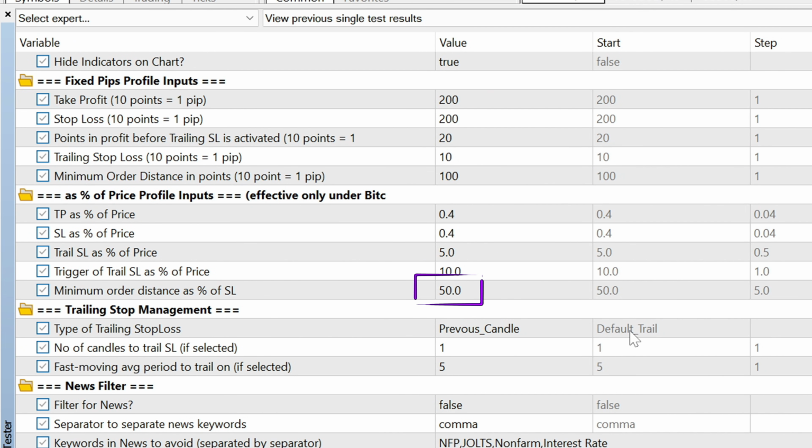And then the minimum order distance, because you cannot set an order here when the price is already above it. You need to have a distance to that order. And also we want to make sure that when we're sending the order, there is a distance between the order and the price. That's going to be based on 50% of the stop loss as well. So it's going to be $200. So the price needs to be $200 below that point where we are sending the order.